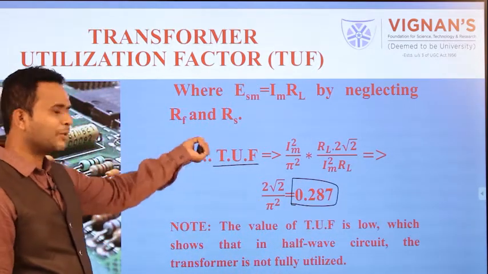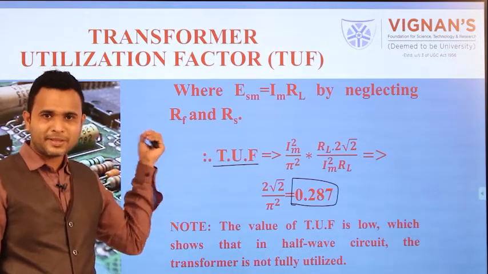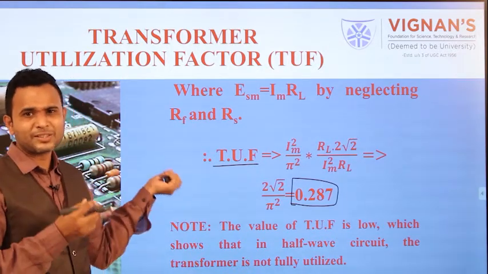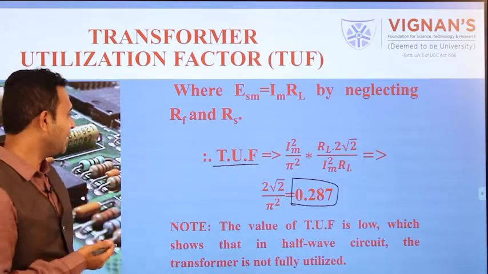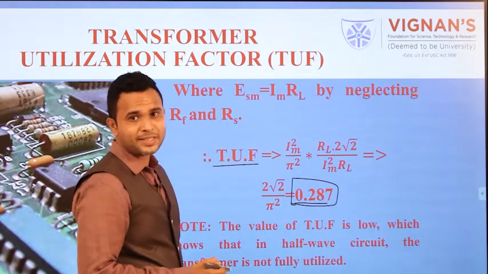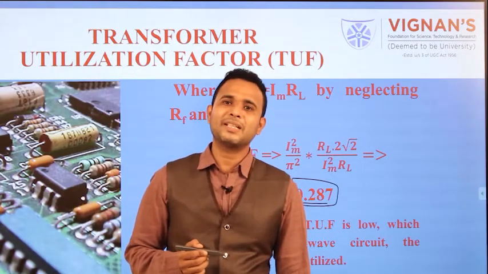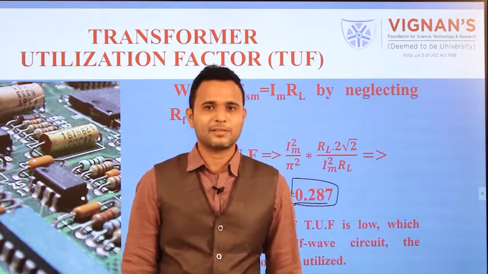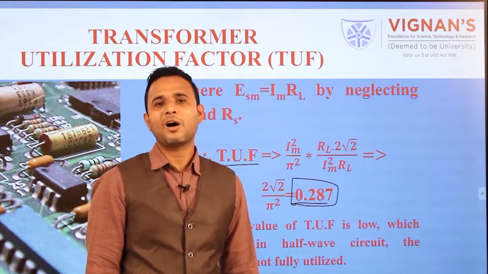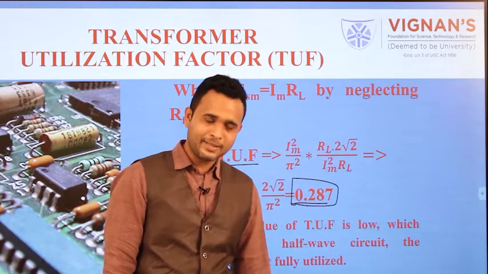I am not going through this in detail because it is very basic solving, right? So we can get 0.287. Percentage wise, only 28.7% of the transformer is utilized. This is also one of the disadvantages of the half wave rectifier. That's why we are not using the half wave rectifier in practice.